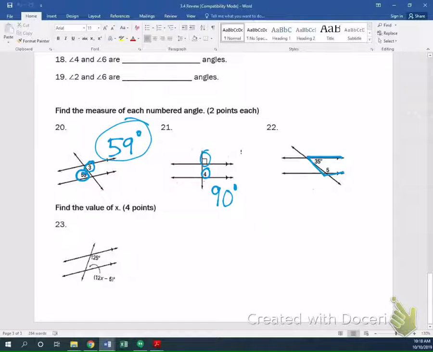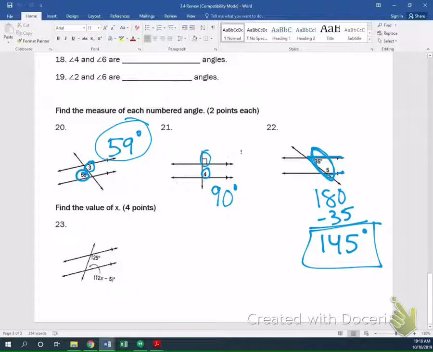What am I looking at here on 22? What's the relationship? Same side interior. Same side interior is when the alarm bells should start ringing. Those are not congruent, but they are supplementary. So start with 180 and subtract. You get 145. Good. And then down here, number 23. They are just like 22, right? They're on the same side of the transversal inside the other two lines. So these two angles should add to 180. If you make them equal, you will be getting it wrong.